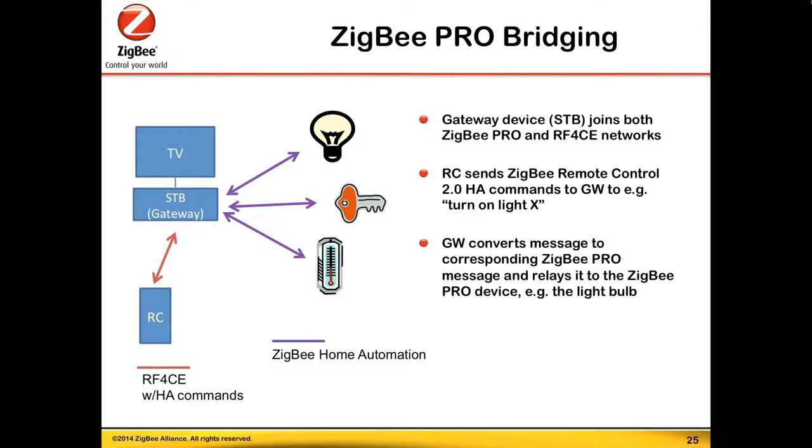And we think this really enhances the utility of the ZigBee network, the ZigBee PRO network itself, because one of the things with all these tiny sensor devices is that they don't have a good user interface. There's not a good way for the user to interact with them. And with the remote and the set-top box and the TV, we think this can provide a really nice window into your ZigBee network.